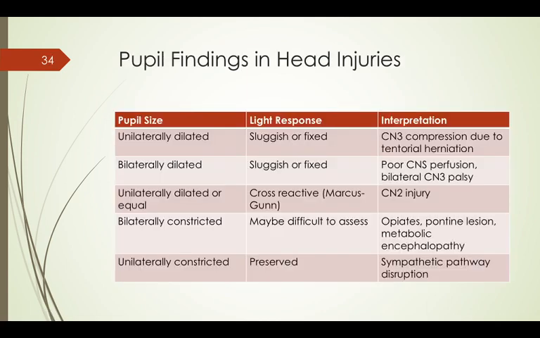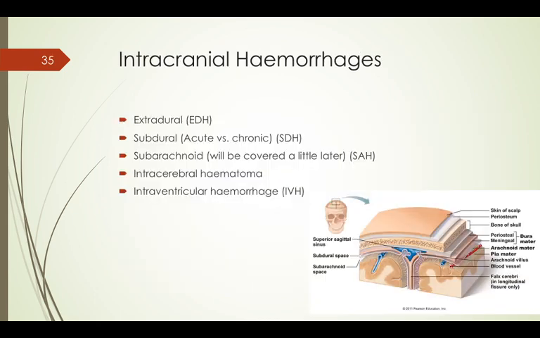I've just listed a table here from PassMed which goes into the various pupillary findings in head injuries, and you can look at that in your own time. And now I'm just going to move on to intracranial hemorrhages. Okay, so the ones I'm going to be covering are extradurals, subdurals, subarachnoid, which I'll cover in a separate bit of the presentation, intracerebral hematoma, and intraventricular hemorrhages.